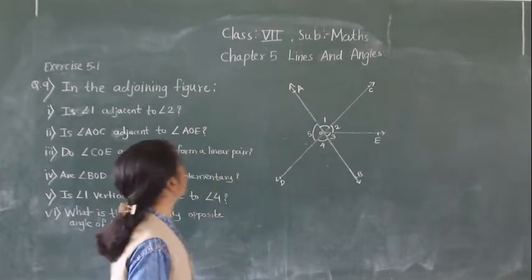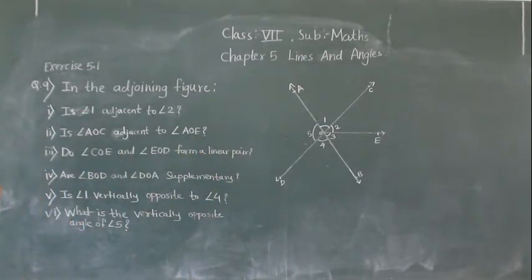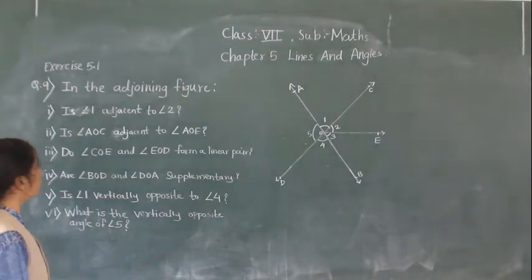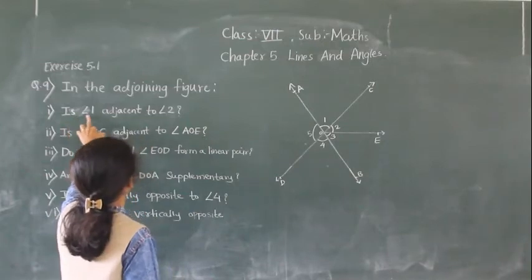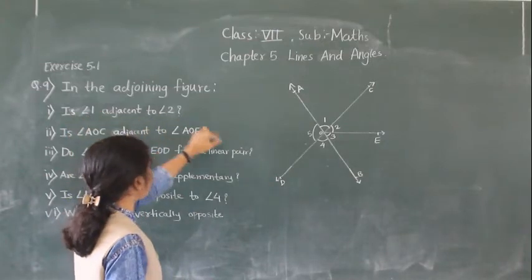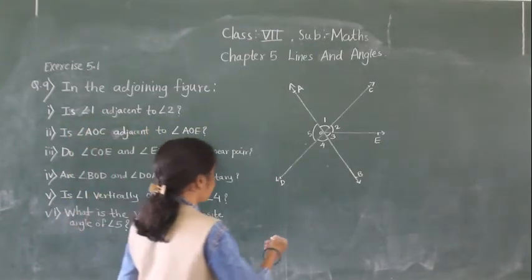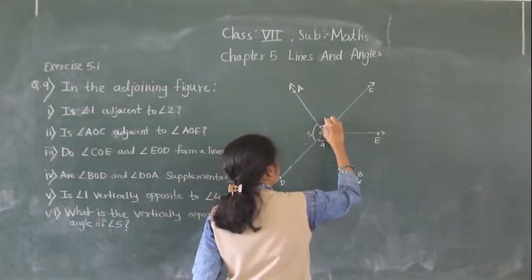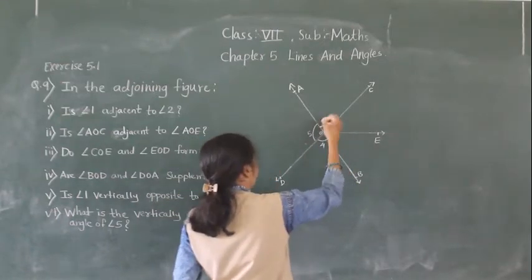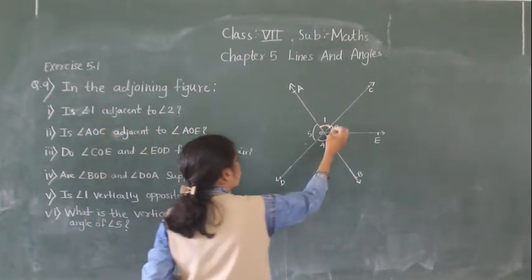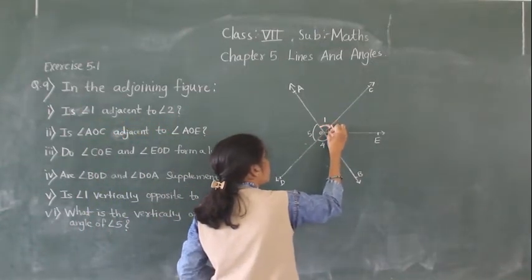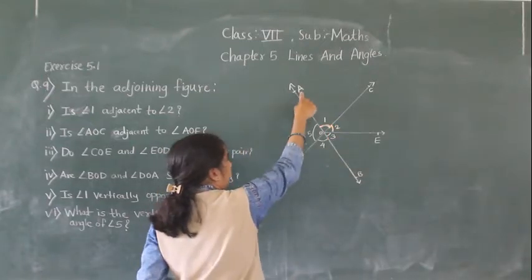Hello everyone, let's move towards exercise 5.1, question number 9. In the adjoining figure, see, this is the given figure. Angle 1 is adjacent to angle 2. See, this is angle 1, and this is angle 2. Angle 1 is A.